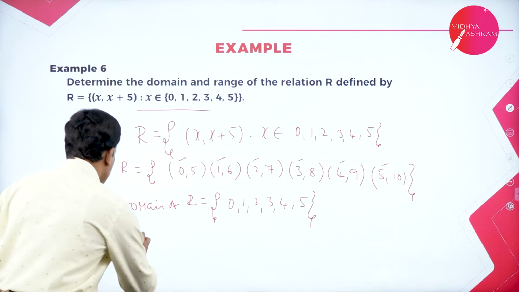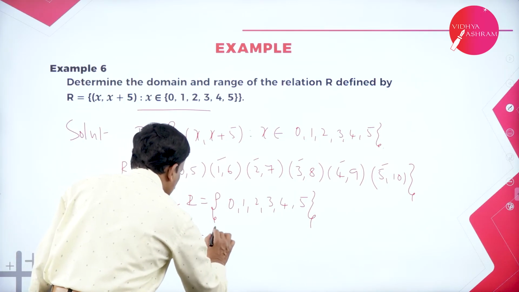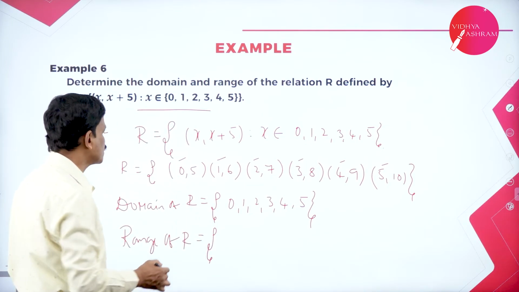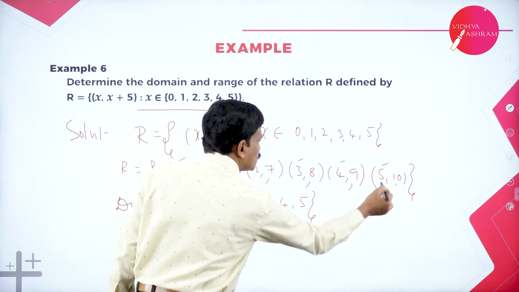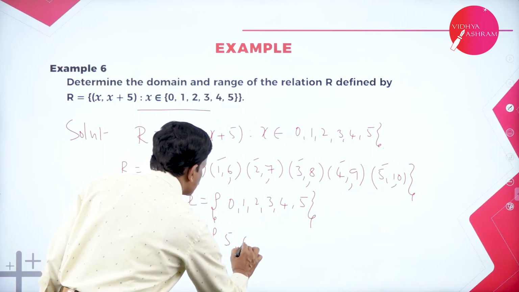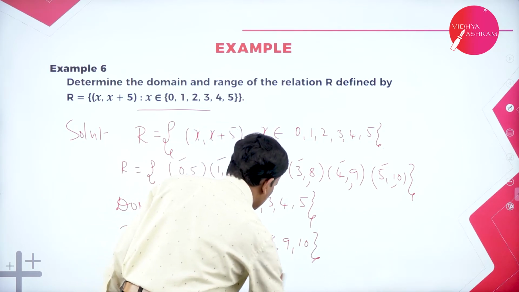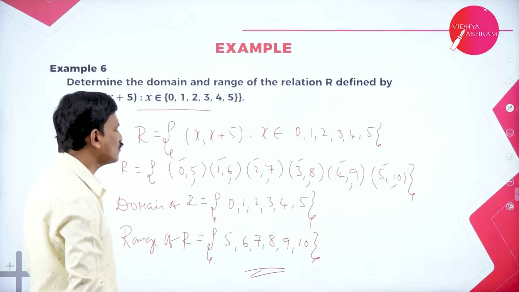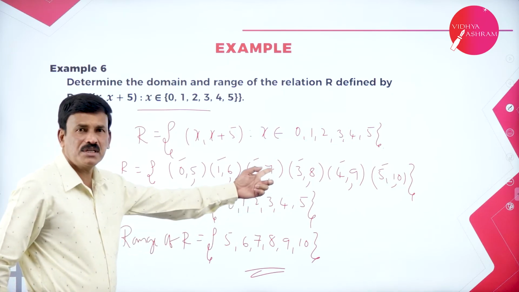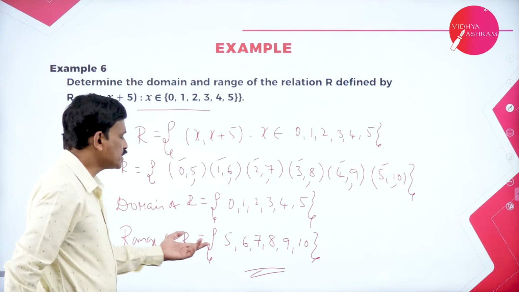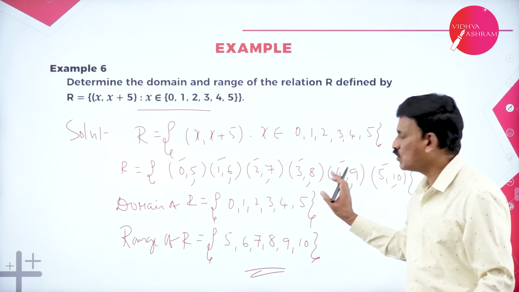And what is the range? The range of R is nothing but the set of all second elements of the relation: 5, 6, 7, 8, 9 and 10. This is the range. So here the domain of R is the set of all first elements of the relation, and the range is the set of all second elements of the relation. That's it. Hope you followed.